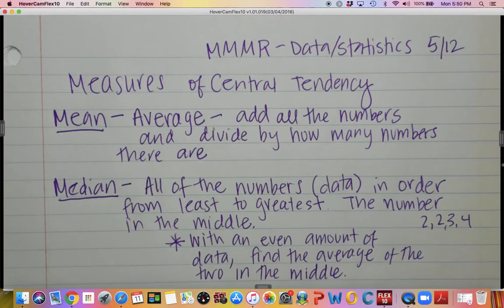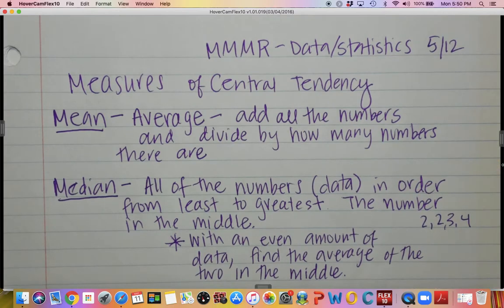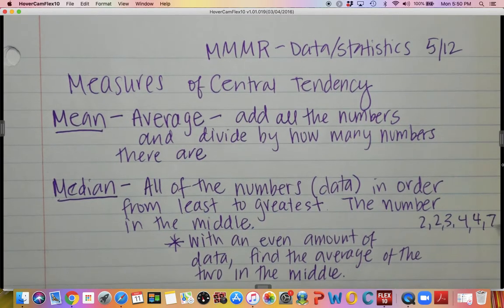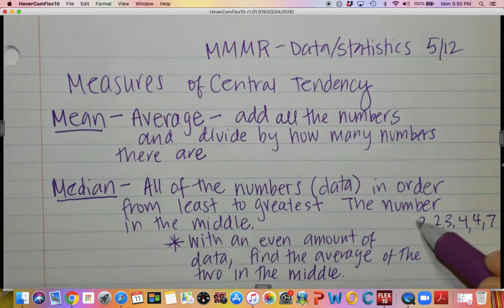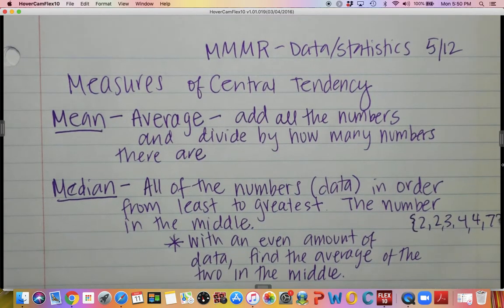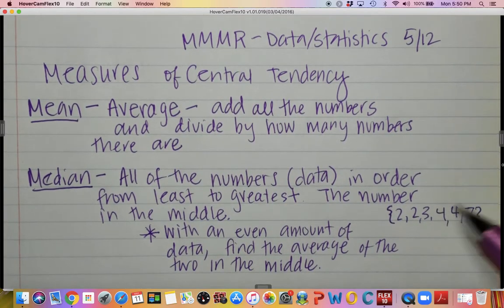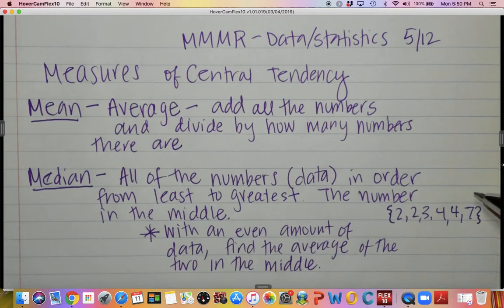You can only find the median exactly if your set of data has an odd amount of numbers. So if I were to have 4, 4, 7, let's say this is my new set of data, and we write data like this. Here's my new set. Then I could say the number in the middle is, oh no, I still have even.